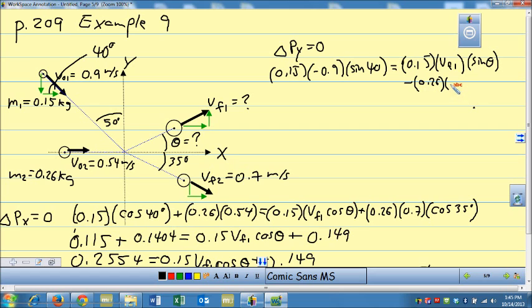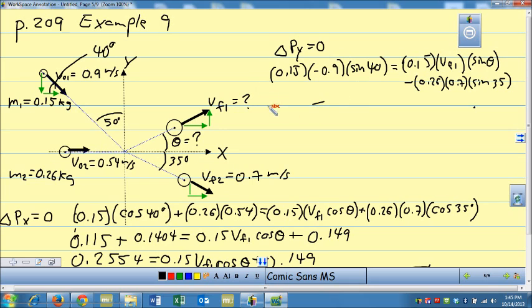Then we have the velocity, which is 0.7. Then we have sine, in this case it's 35. So let me do some simplification here. Let's see, 0.15 times 0.9 times sine 40 is 0.0868.